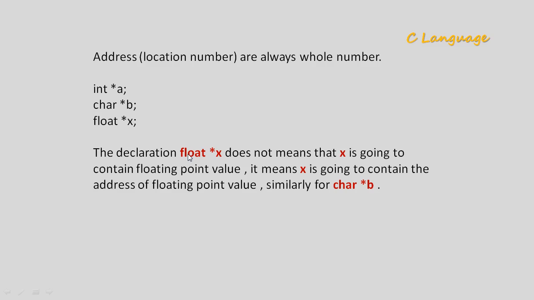It's not like that if you are using float, the address will be in float, or if you are using character, the address will be in character. The declaration float asterisk x does not mean that x is going to contain a floating point value. It means x is going to contain the address of a floating point value. So this pointer variable is going to only and only contain the address of a floating point value. Similarly, char asterisk b is going to contain the address of a character value.